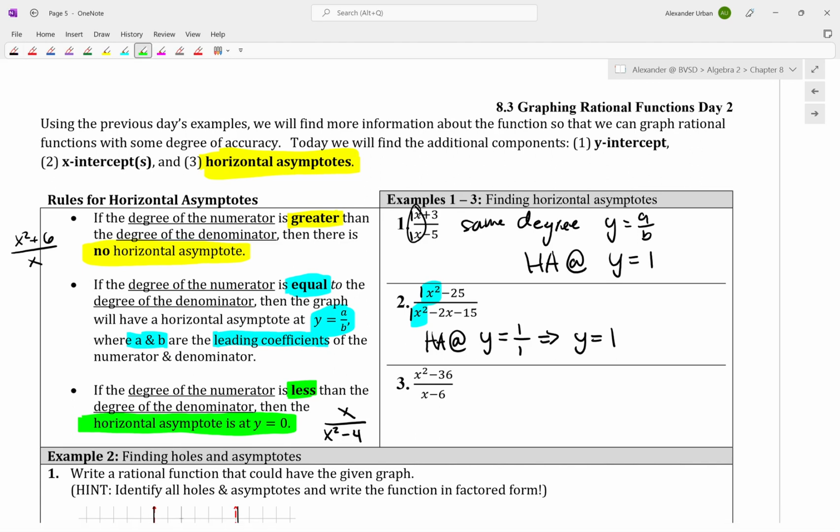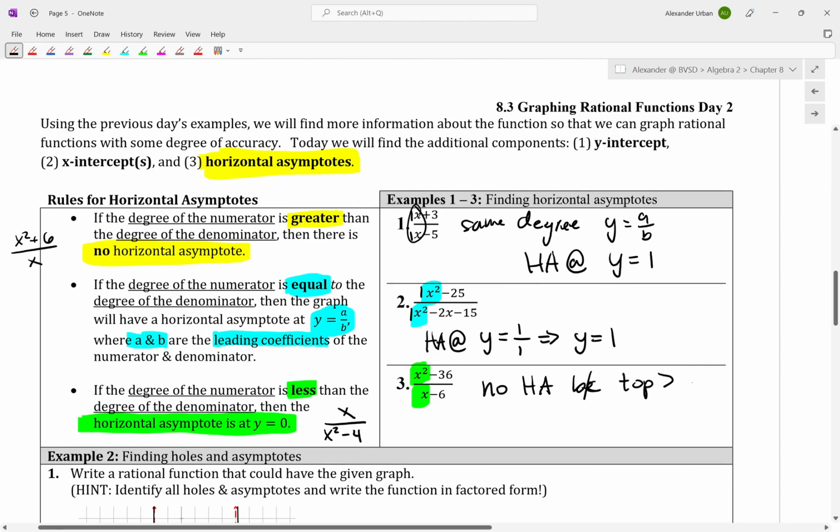For number 3, looking at that, the degree is greater on the top than it is on the bottom. So in this case, there is no horizontal asymptote because the degree on top is greater than the bottom. So top is greater than bottom. And this is just what we're dealing with, powers.